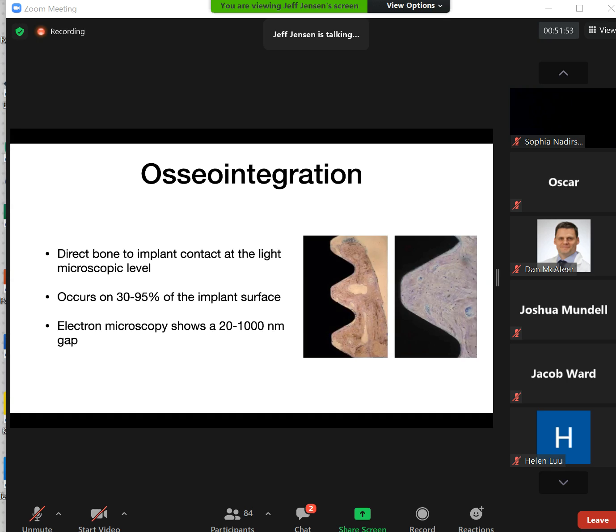But you have this intimate contact with bone. If you look at it under an electron microscope, there is a little tiny gap between the bone and the implant. So it's not like they're just bone and implant. But essentially, to us, we don't see that gap unless we look at it really, really small.